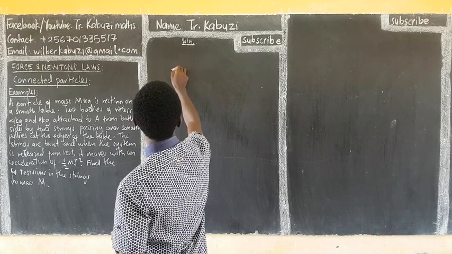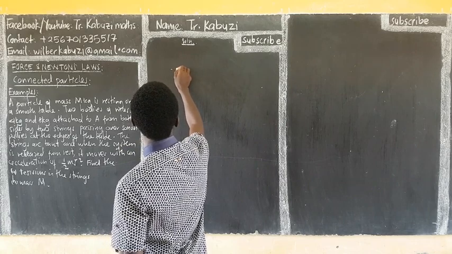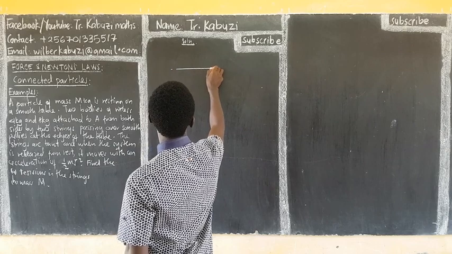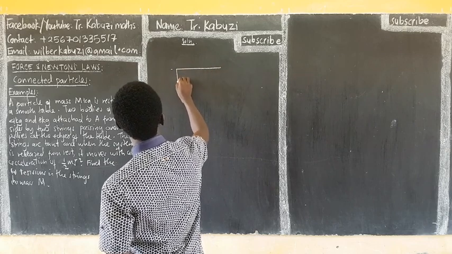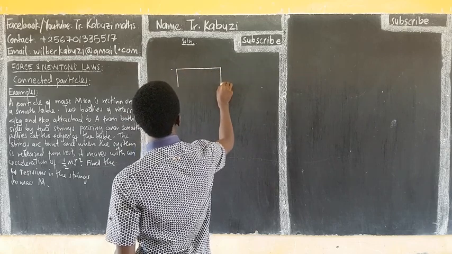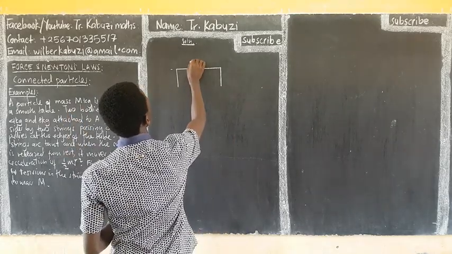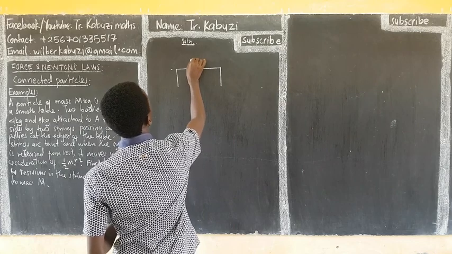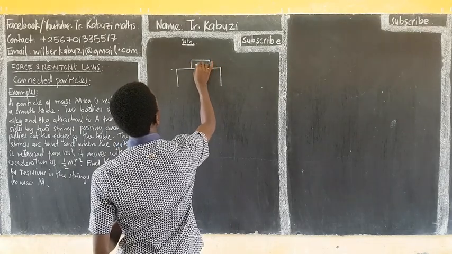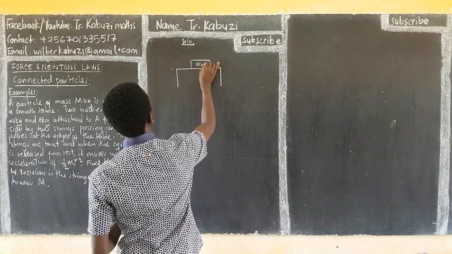So I'm going to draw my table like this. This is going to be my table. Now they're telling me that a particle of mass m. So this is my table, and I have a particle of mass m. This one has m kilograms.